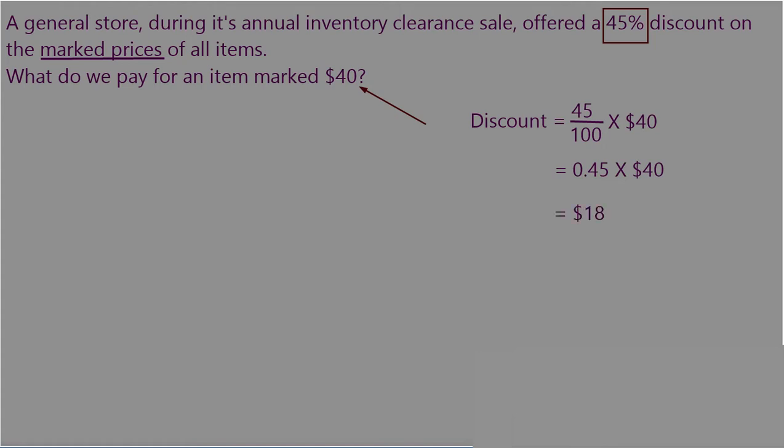To now get the sale price, we minus the discount, which is $18, from the marked price, which is the same as the original price. Minus $18 from $40, we get $22 for the sale price.